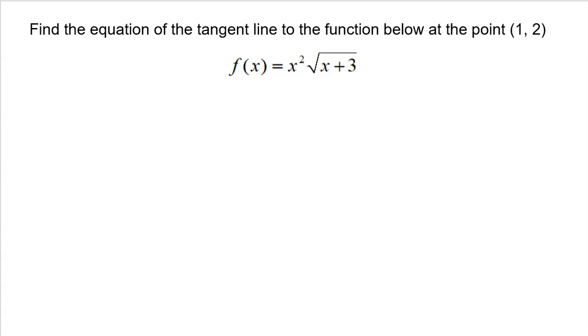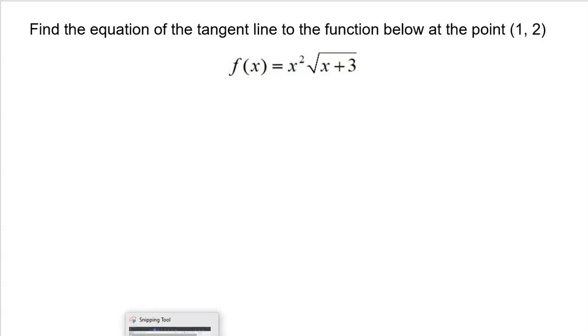Now here we're going to move on to that second type of problem in this video, which is to find the equation of the tangent line. Not just finding the slope, but finding the equation of that tangent line. So again, we want to find the equation of the tangent line at the point (1, 2) on the function x squared times the square root of x plus 3.